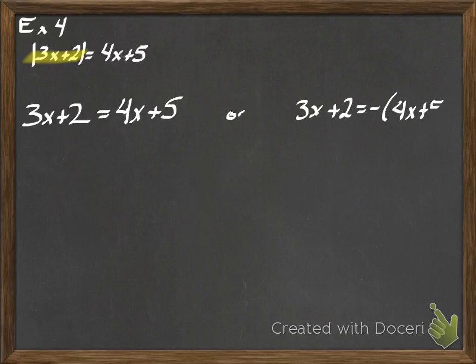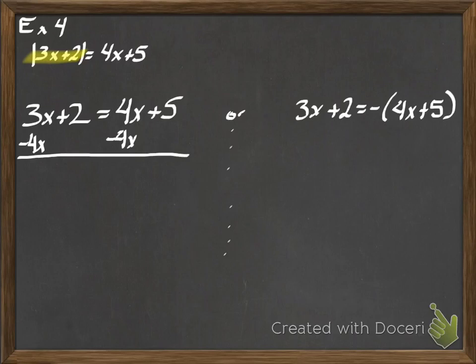So we have to worry about distributing that negative sign. We're not going to touch that side yet. We're going to start over here on the positive side. And so if I need to solve this, I need to get my x's on the same side. Choosing one side or the other, I'm just going to move my x's to the left. Minus 4x, minus 4x.